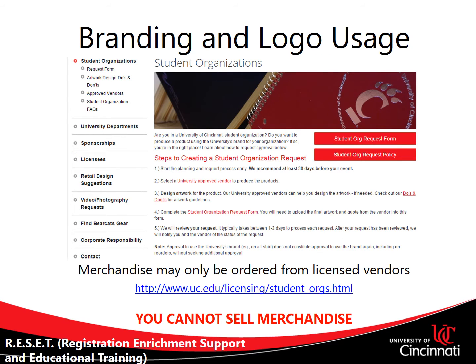Any merchandise that your organization wants to use or create that has a university logo or University of Cincinnati language on it needs to be approved by the Director of Licensing. There are 5 approved vendors for producing these items, and they can pretty much make anything you want. Be sure that you give them plenty of advanced warning with requests and approvals. Please visit uc.edu/licensing for more information. Just remember, you cannot sell merchandise.